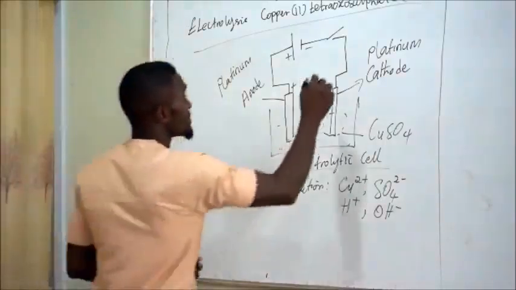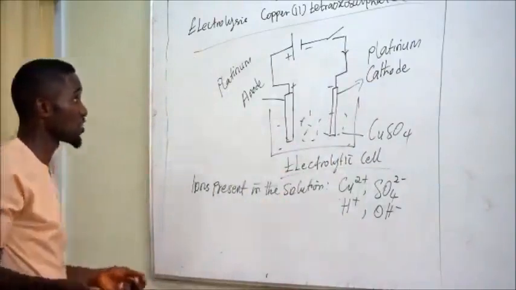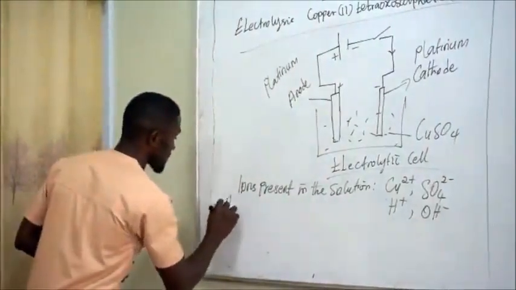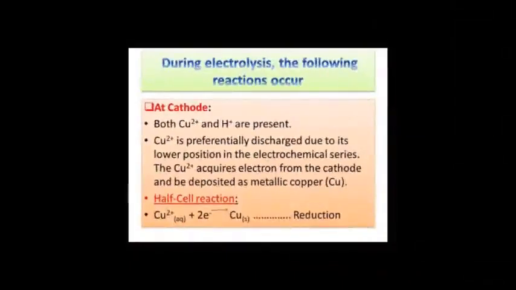Then, when there is electron flow, you remember the cathode becomes highly electronegative, leading to excess of electrons. Then at the cathode, we have ions present. You can still recall our Arrhenius theory. We say that the positive ions migrate to the cathode. So the ions present are copper(II) ion and hydrogen ion. So these are the two ions present at the cathode. Now what is the half cell reaction at the cathode?